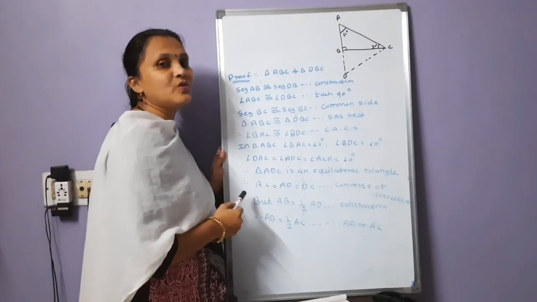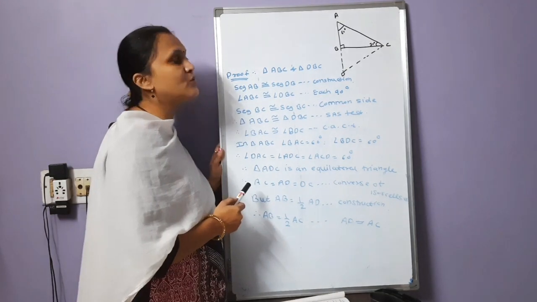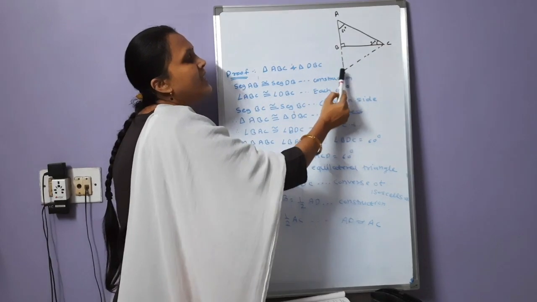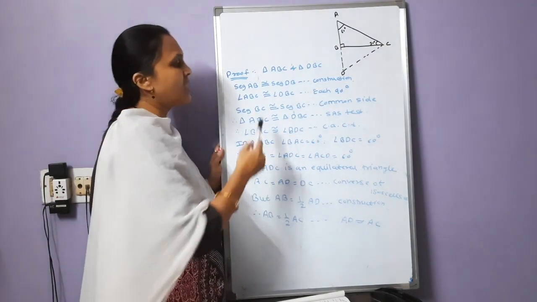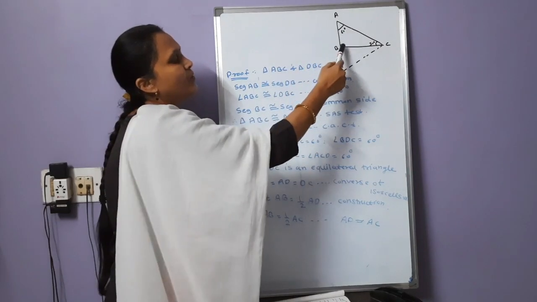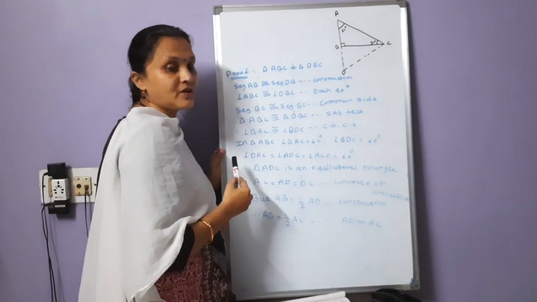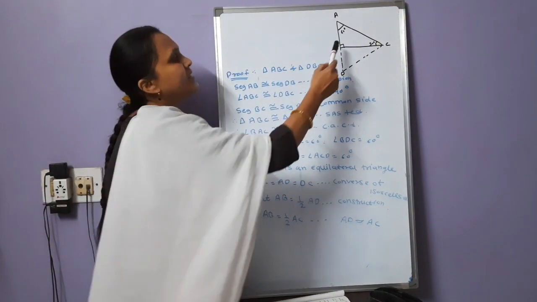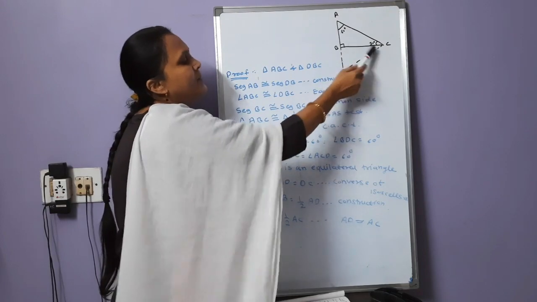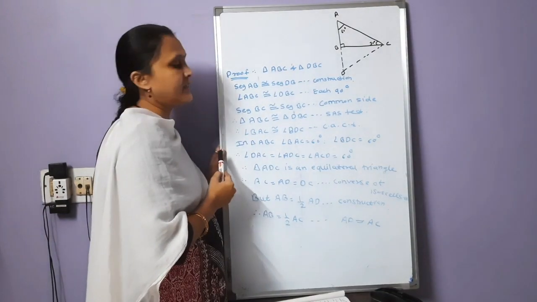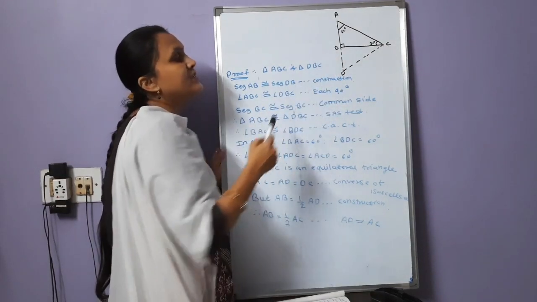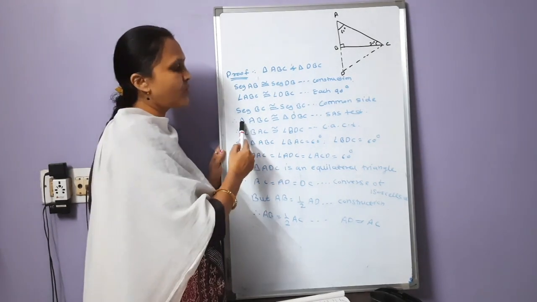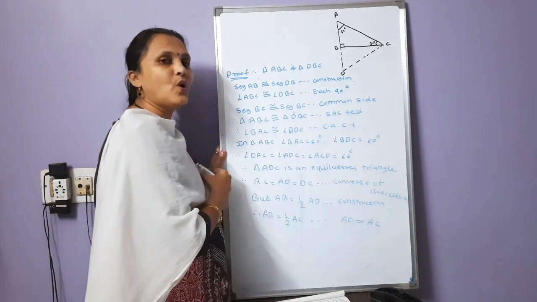Now first we have to show these two triangles congruent with each other. Therefore in triangle ABC and triangle DBC: first, AB equals BD, that is our construction. The next one, angle ABC and angle DBC, both are 90 degree. And next, BC is the common side. Hence these two triangles are congruent by the SAS test of congruency.